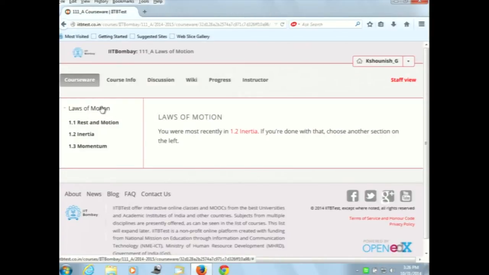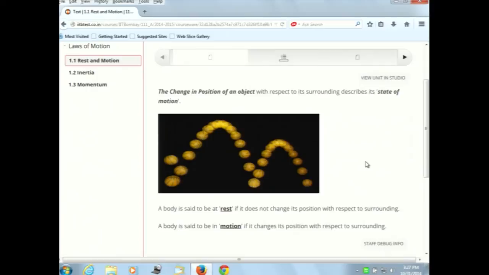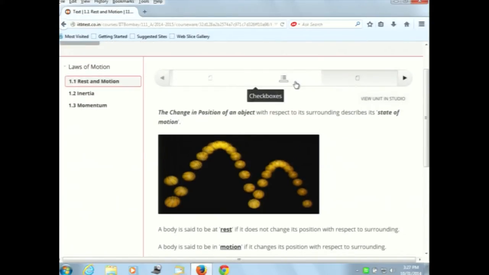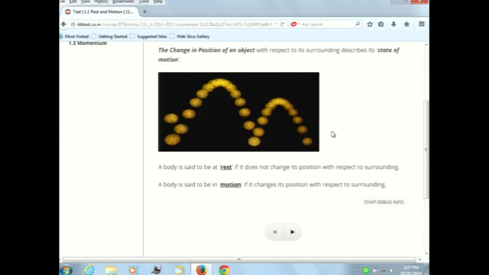The real work which is visible here was done only in 1 hour today. So we have only taken three topics, subtopics. The section is the laws of motion. And under that laws of motion, we have taken three subsections, like the first one is 1.1, rest and motion. In this subsection 1.1 on rest and motion, we tried to put three units. Firstly, one was a text HTML unit, where some text was there along with a photo.